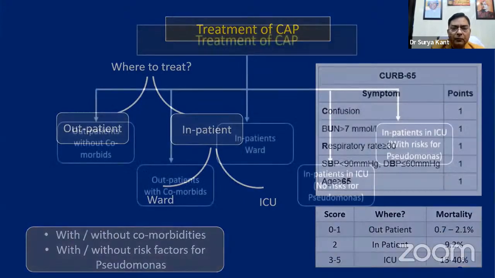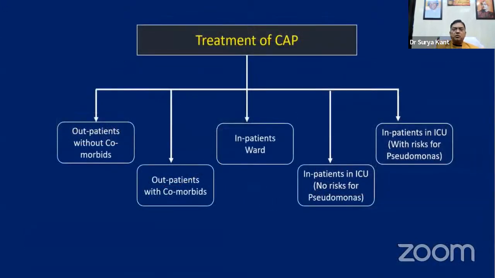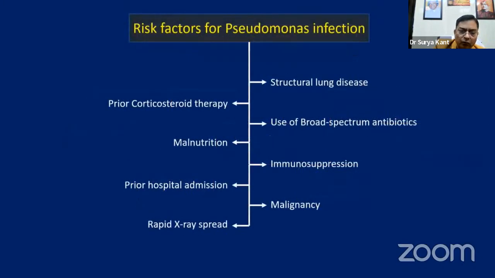Now, treatment of community acquired pneumonia. After this evaluation of the pneumonia severity index, we decide whether the patient should be treated as an outpatient with comorbid condition, outpatient without comorbid condition, inpatient in the ward, inpatient in ICU with no risk for Pseudomonas, or inpatient in ICU with risk for Pseudomonas. So let us come one by one.